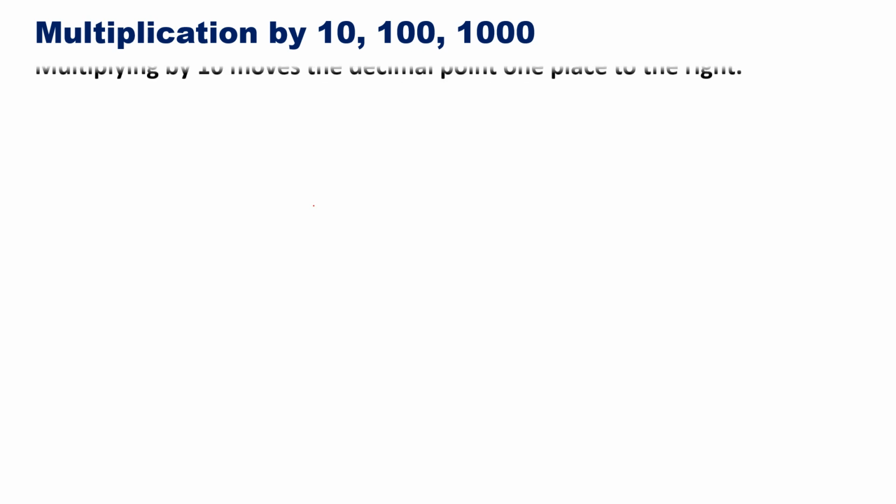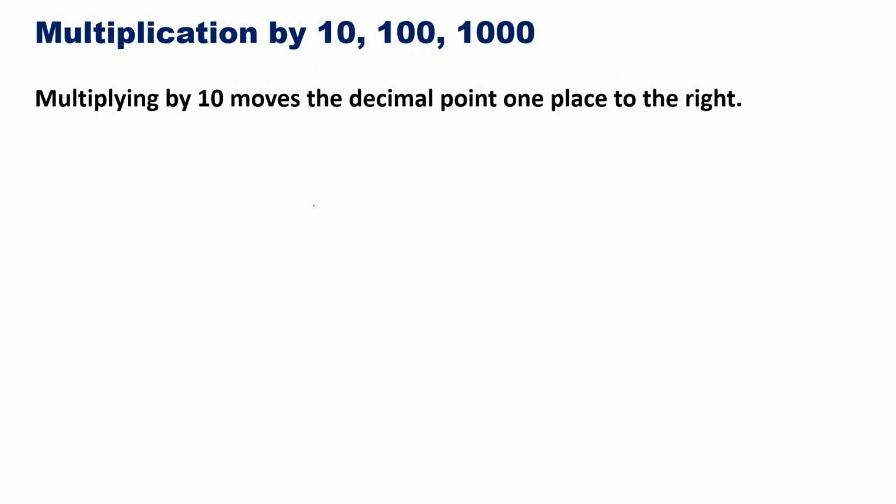Multiplication by 10, 100 and 1000. If we multiply a decimal number by 10, then the decimal point will move one place to the right. Here in 10, one 0 is there, so it is moving one place to the right. Let's see one example: 28.25. If we multiply 28.25 by 10, then this decimal point will move one place to the right.